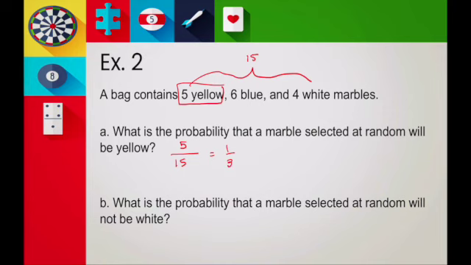What is the probability that a marble selected at random will not be white? So same thing, we want the number of not white marbles out of the total number of marbles. And there are 11 not white marbles, 5 yellow and 6 blue, and 15 total.